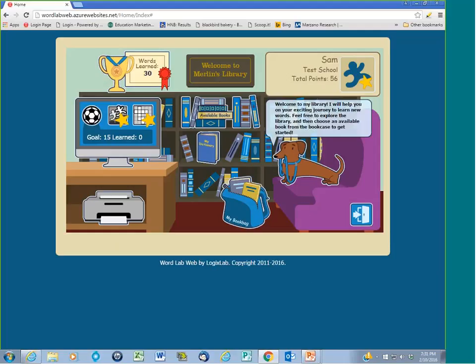Okay, I think we've shown you the key parts to WordLab Web. One more thing I want you to know is that you can read the books as you learn the words, either before or after, but you don't have to. You can learn these words without reading the books. You learn the words a little better if you do read the book, but it's not necessary.